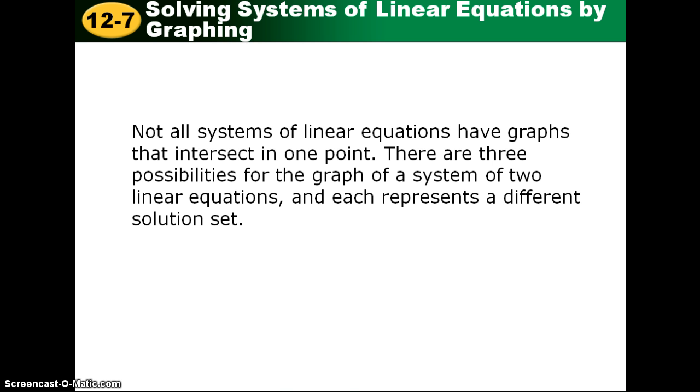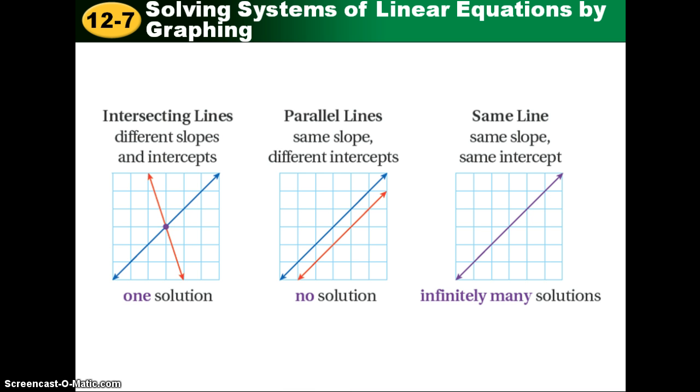Not all systems of linear equations have graphs that intersect in one point. There are three possibilities for the graph of a system of two linear equations, and each represents a different set of solutions. Intersecting lines with different slopes and intercepts will give you one solution. Parallel lines will have the same slope with different intercepts, meaning they start in different spots, but they move at the same slope. They would have no solution. That would be like two roads that are running parallel that will never cross each other. Lines that have the same slope and the same intercept would be the same line, which would be infinitely many solutions because they're identical.